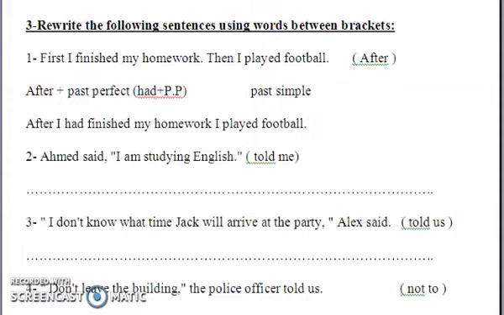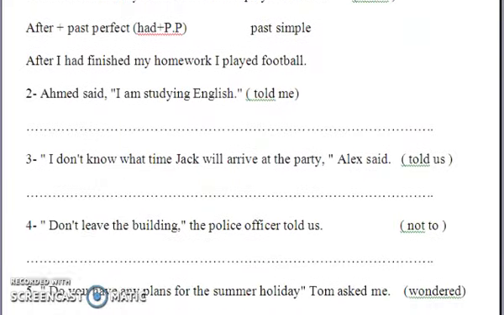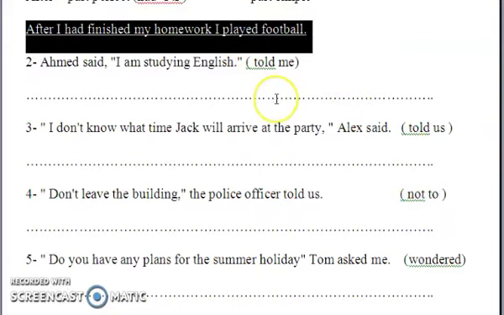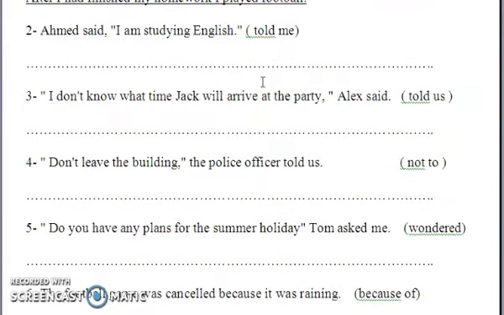Check here the grammatical rule. After, then I have here past perfect. Then I have here past simple, the verb plus D or ED. So my answer is correct. Let's move to the second question. The second question here, the rewrite question. Ahmed said, I am studying English.